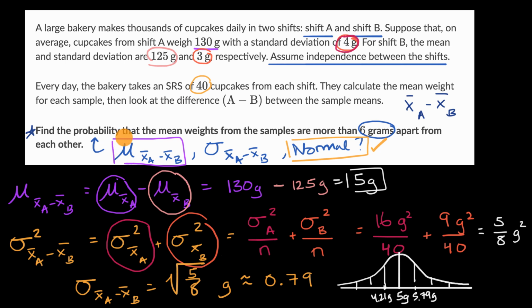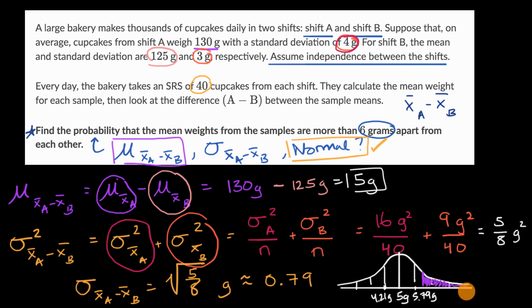Now, if we want to find the probability that the mean weights from the samples are more than 6 grams apart, remember, this is the difference between the sample mean from A and the sample mean from B. And so there's one situation where A is more than 6 grams larger than B, or our sample mean from A is more than 6 grams larger than the sample mean from B. And that would be this area right over here. If 6 is right around here, it would be that area.